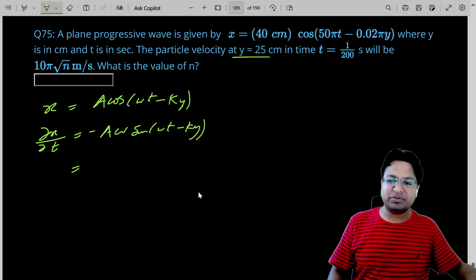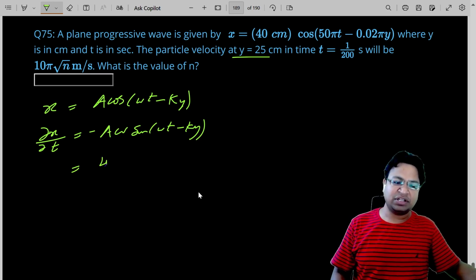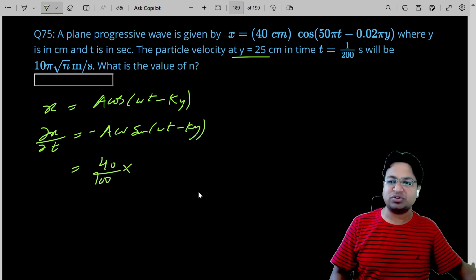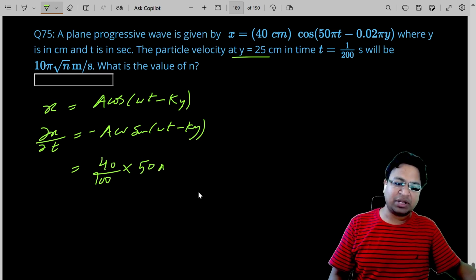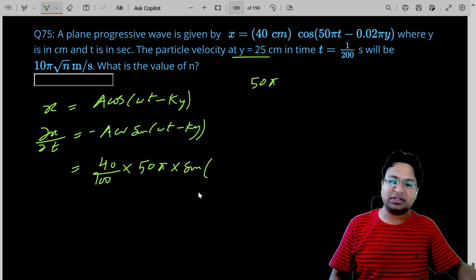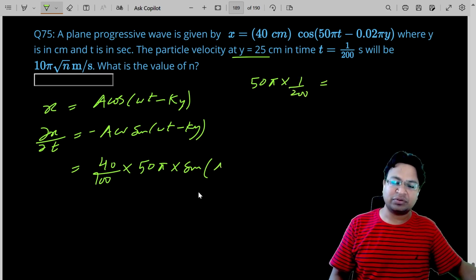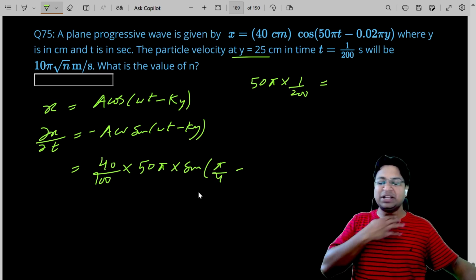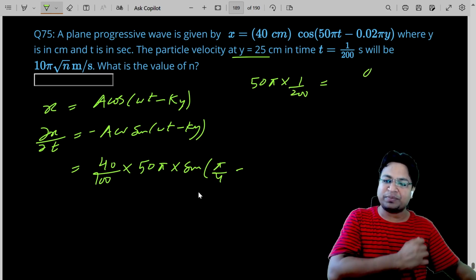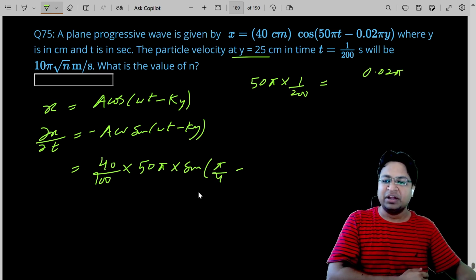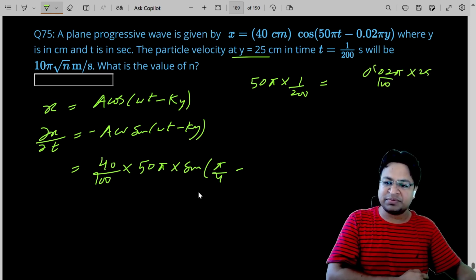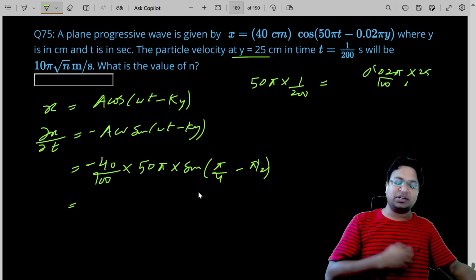So amplitude is how much? The amplitude is 40 centimeter or 40 by 100. Omega is how much? Omega is 50 pi. Then sine of omega t. Now 50 pi and the time that we are trying to talk about is 1 by 200 seconds. So that becomes pi by 4. So this is pi by 4 minus ky. Now, how much is k? K is 0.02 pi, and how much is y? Y is 25. So this becomes pi by 2. So there was a minus sign also here. It will get adjusted now.